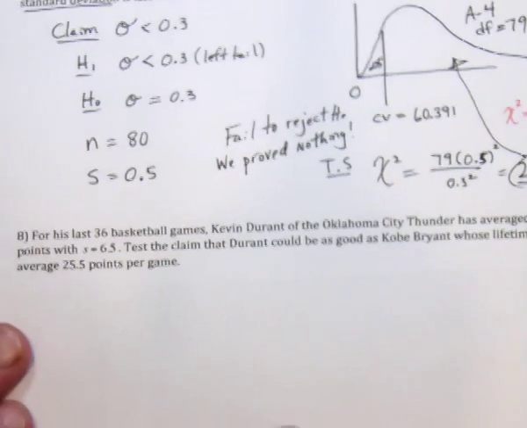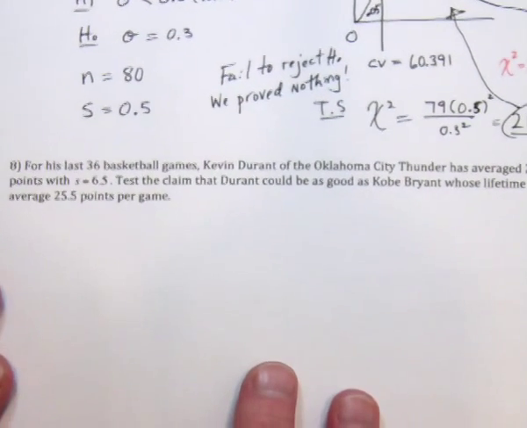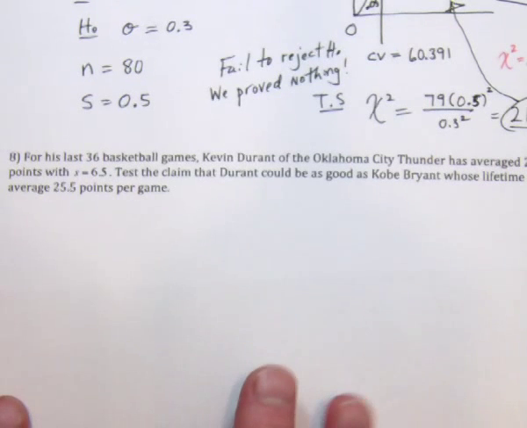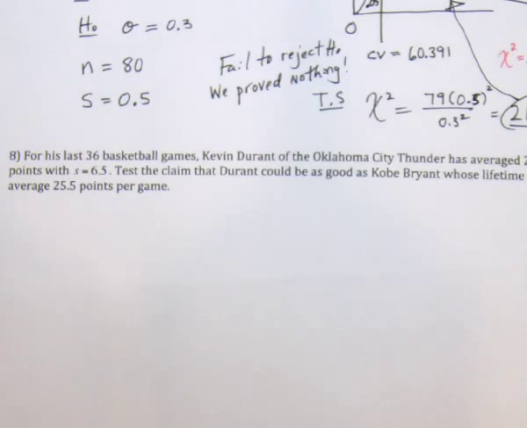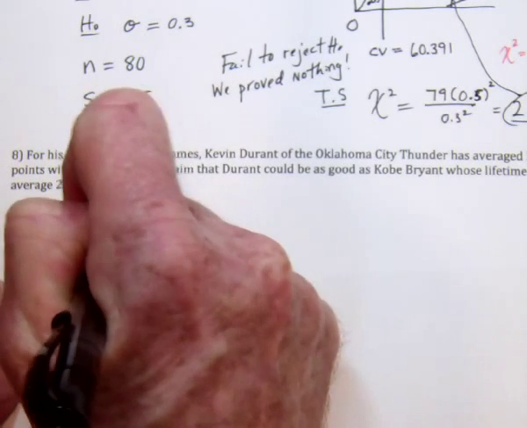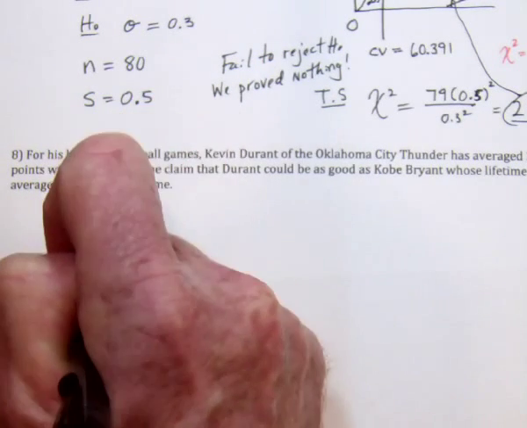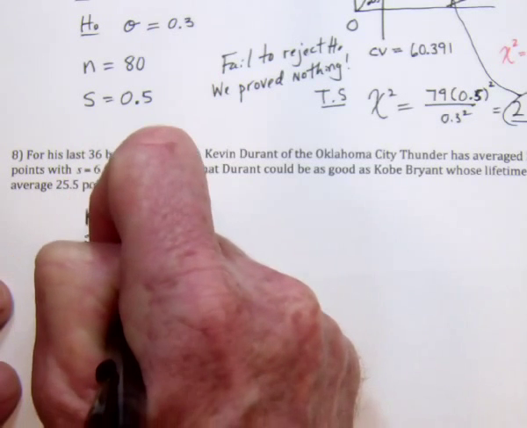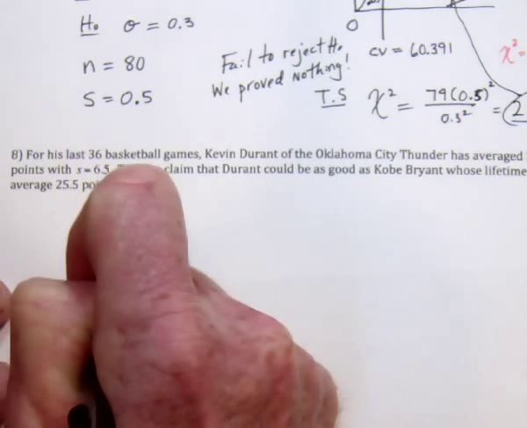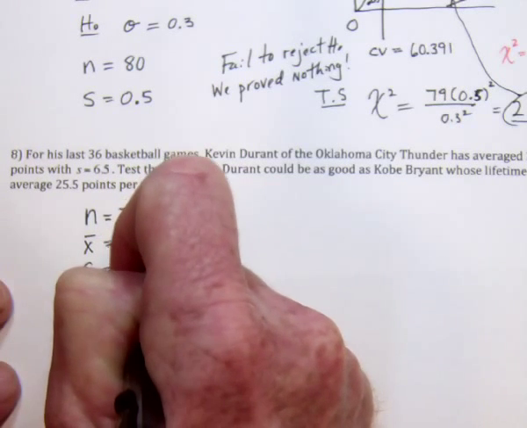And then on to a little bit of basketball. So for the last 36 basketball games, keep in mind that this was filmed in January of 2014. So this was true at least in January of 2014. Kevin Durant of the Oklahoma City Thunder averaged 29.5. He was the leader at that time, with a standard deviation of 6.5. So we've got the sample evidence: n equals 36 basketball games, averaging 29.5 points per game, standard deviation 6.5.